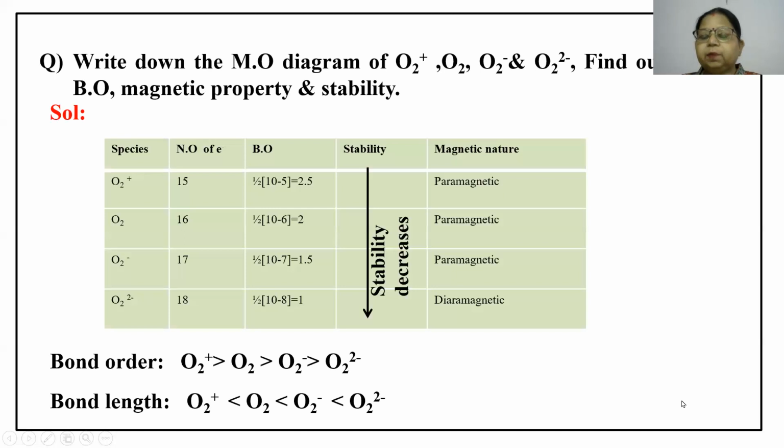See, basically the purpose of putting up this question is, in the last class also I said to you that we basically ask questions based on N2 plus or N2 related ions or O2 related ions. All sorts of things relating to drawing the energy level diagram, finding the magnetic behavior, bond length and stability. Everything can be asked, right? So just please be more focused on it.